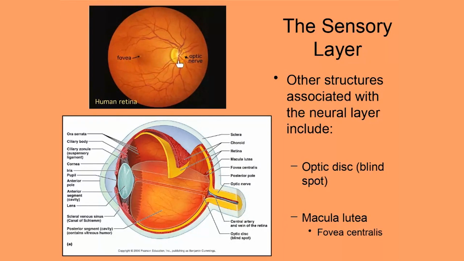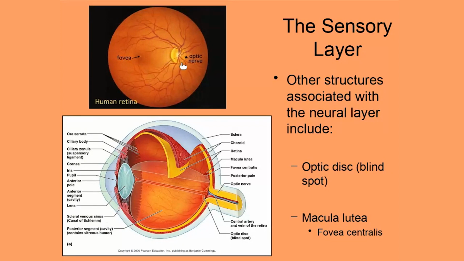If we go up here, we're looking at an actual picture taken of the back of somebody's eye. So we're seeing the retina. Here is where the optic disc would be. So this is where the optic nerve exits. It's also where blood vessels are entering and exiting into the back of the eye. And again, in this particular area, there are no rods and cones.